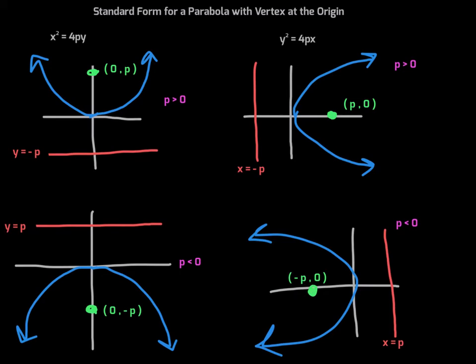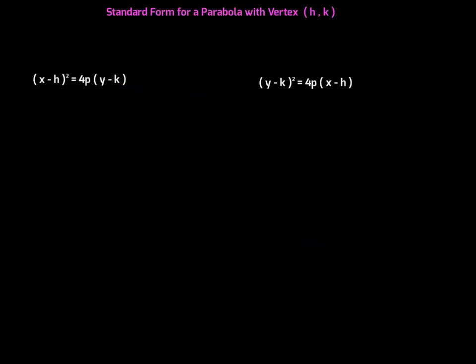All right, everybody, so this is it. All I'm going to do now is apply what we've just studied to a parabola that has been shifted to the left or to the right or up and down. So all of this applies to transformations of our parabolas. These are the two forms for our standard form for the equation of a parabola whose vertex is now h comma k.